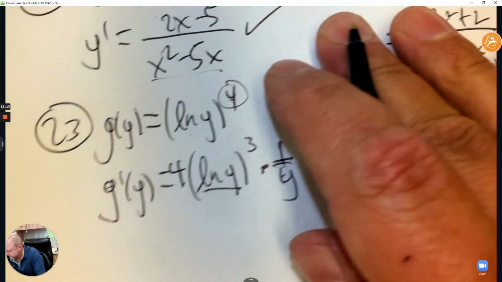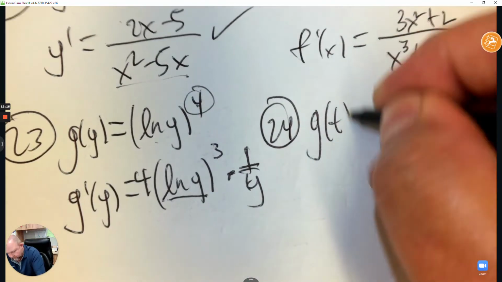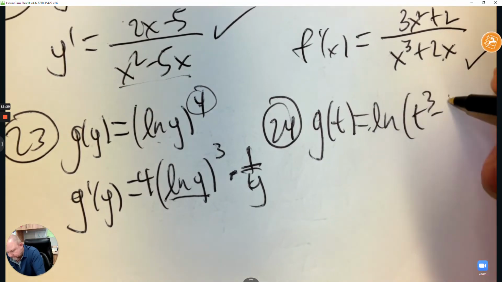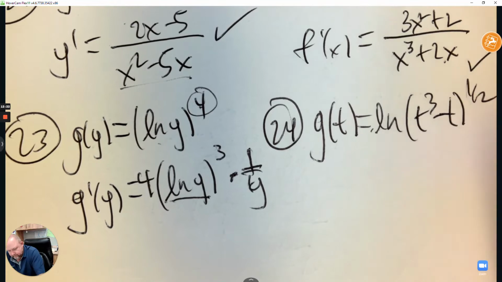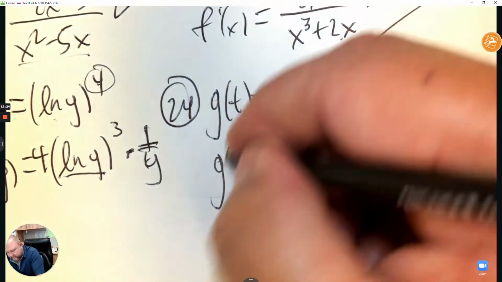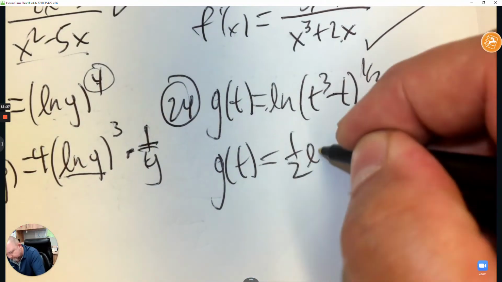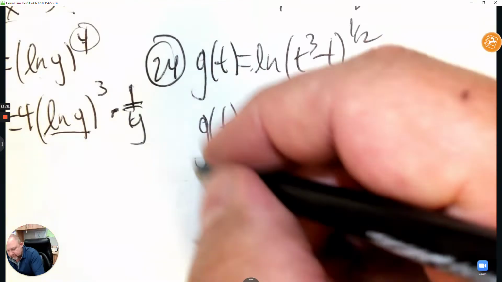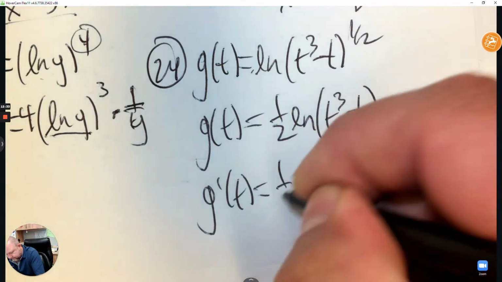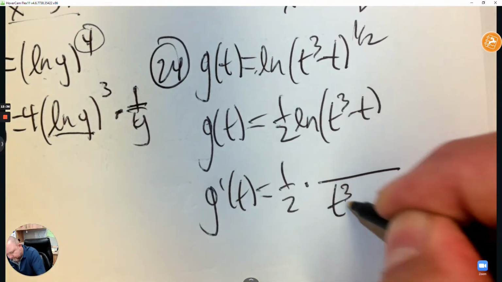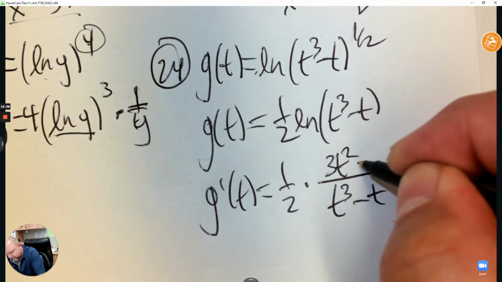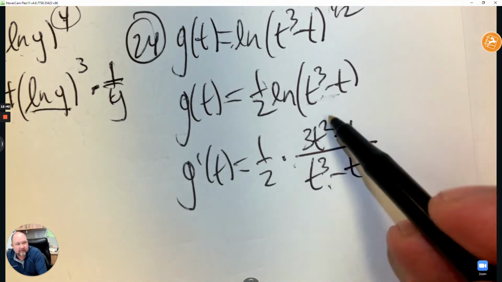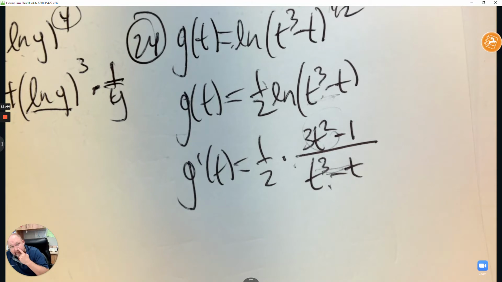24. I'm going to write it calculus friendly right away. We're going to do a property. And then the derivative. So it's 1/2, and then the denominator, and then the derivative goes in the numerator. Done.